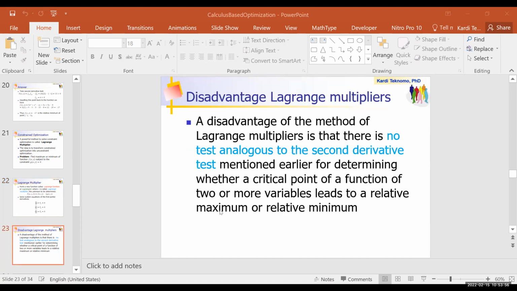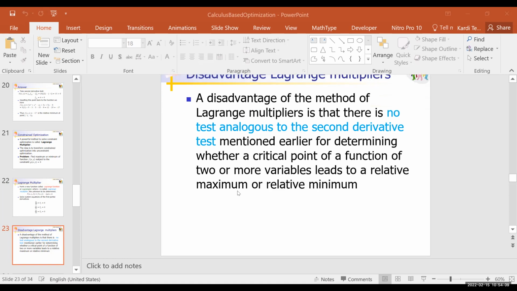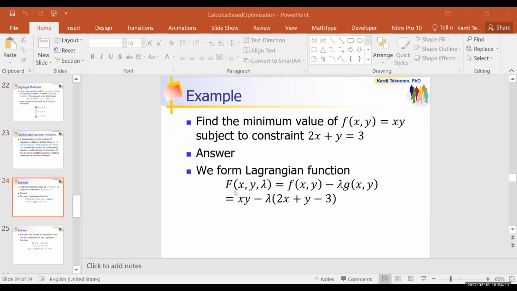Lagrange multiplier problem. The problem with Lagrange multiplier is we don't have the second derivative test. We cannot know whether this is a maximum or minimum. But this is quite an important technique.